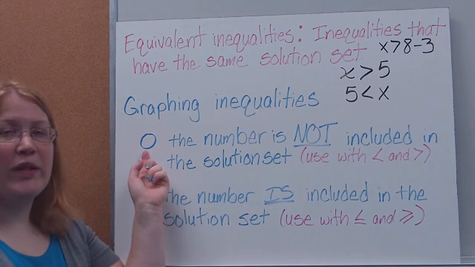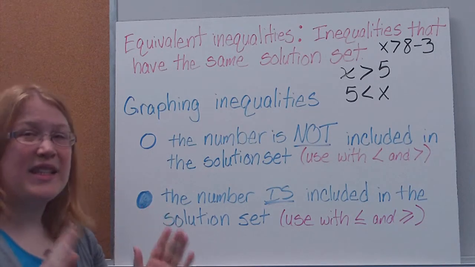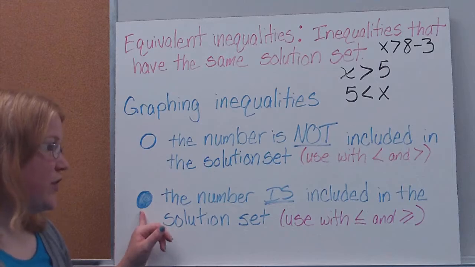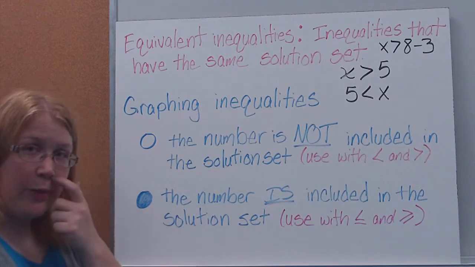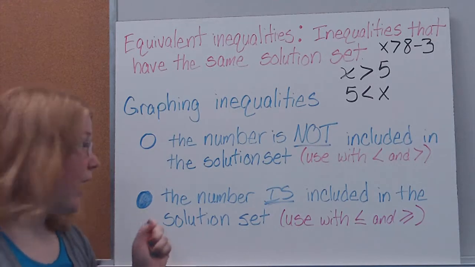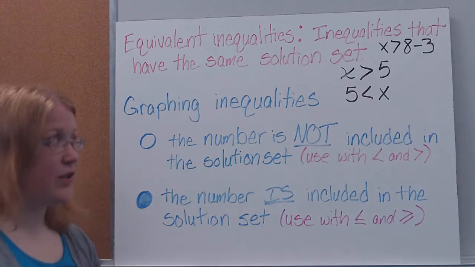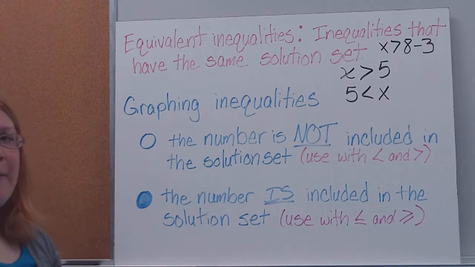So we're going to use an open circle because the open circle means that the number that I've circled is not included in my answer set. The closed circle we would use with less than or equal to and greater than or equal to because it means that the number that this closed circle is on is included in our answer set. All right? And we're going to do some examples to help you out with that.